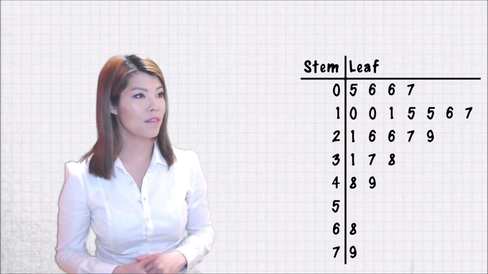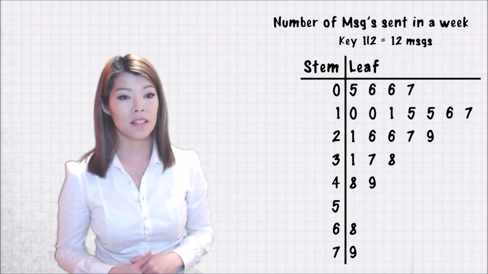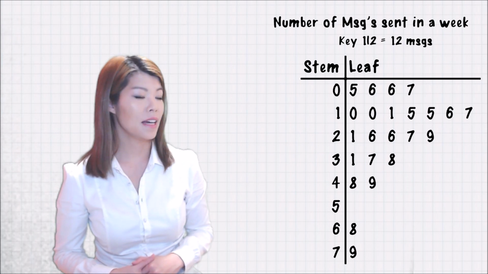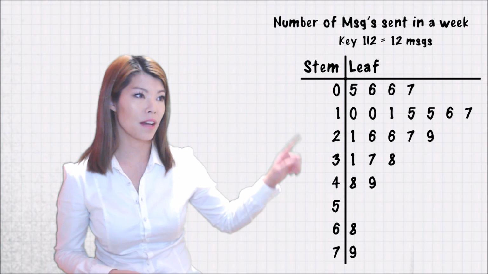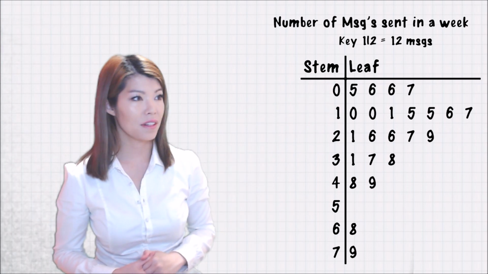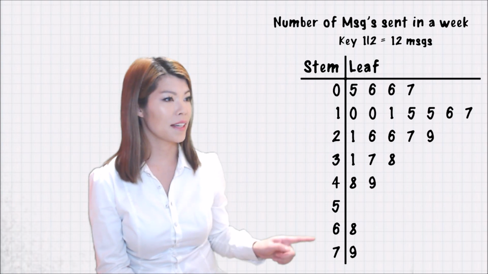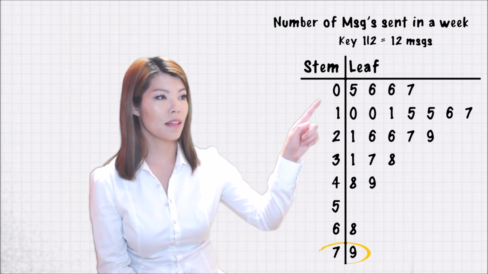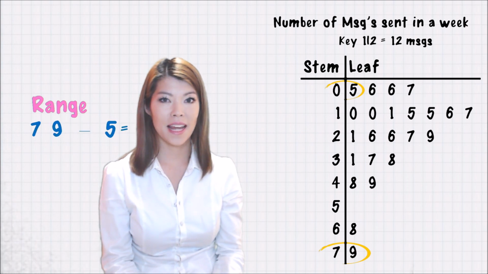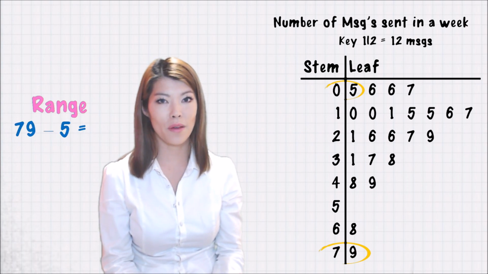Here we have a stem and leaf plot of the number of messages sent in a week by students. And the key tells us that these are tens, not hundreds, because the key says 1 | 2 represents 12 messages. The biggest value in this data set is 79, and the smallest is 5. To find the range, we take the biggest minus the smallest. So 79 take away 5 gives us 74.